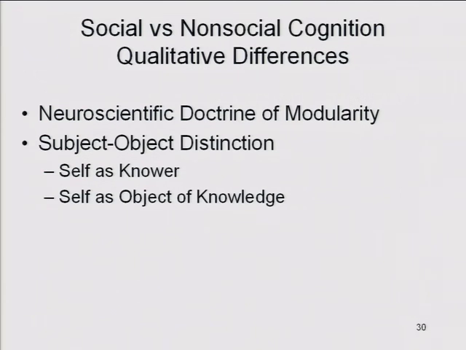Another qualitative difference between social and non-social cognition has to do with the subject-object distinction. If I hold this up and I say, what is it? And you say, it's a very old cell phone, you really ought to get a new contract, okay?